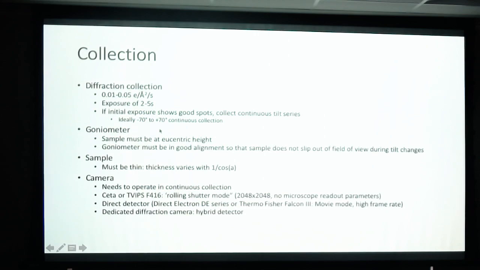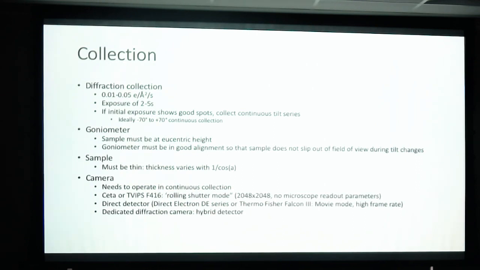The sample, of course, has to be eccentric so that when it tilts, it doesn't move. And you have to have a very well-aligned goniometer, because even when you make it eccentric, if your goniometer isn't well aligned or in good shape, the tilt axis is far away from the optical axis, and the sample swings off of it. Then your crystal would move out of the field of view as you tilt it. Because you're doing a continuous tilt, you have no way to adjust it. So the scope and goniometer have to be in very good alignment.